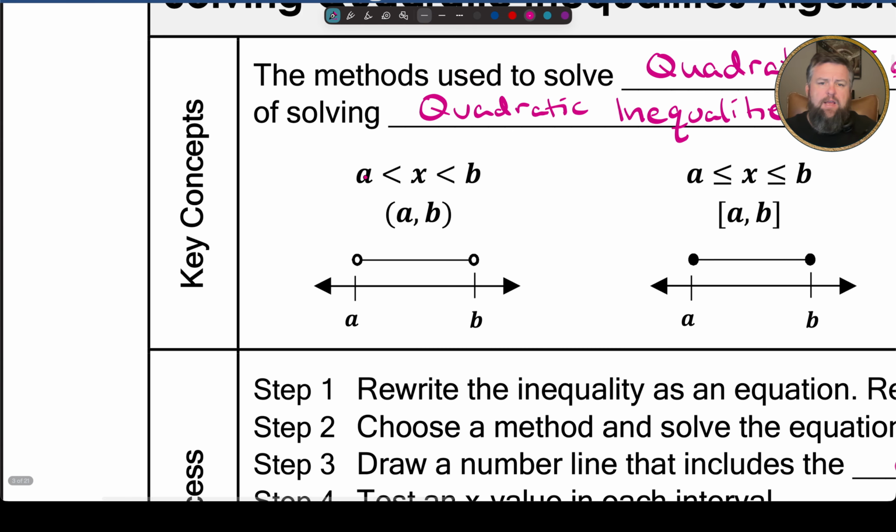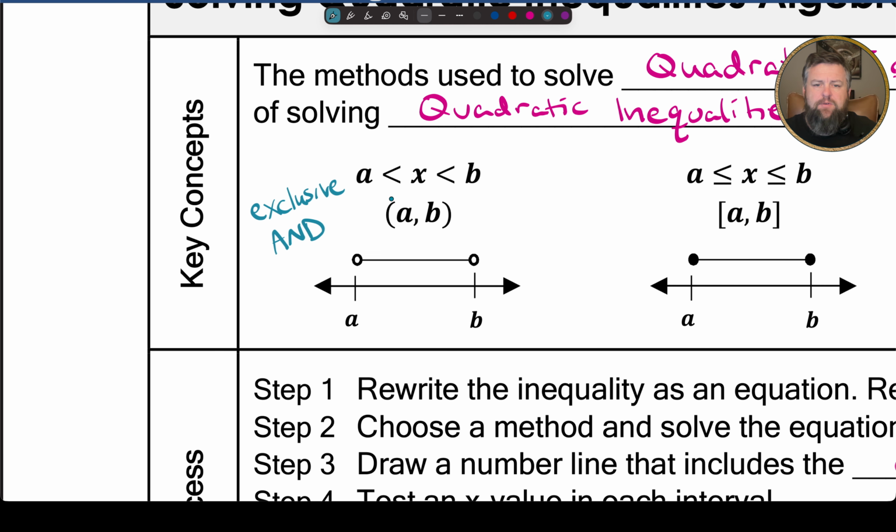We have A less than X less than B. When we see less than or greater than without the equality part of it, that is going to be exclusive. Because the region is going to be between A and B, this is the exclusive AND. So X is greater than A and it's less than B. So that's your inequality notation.